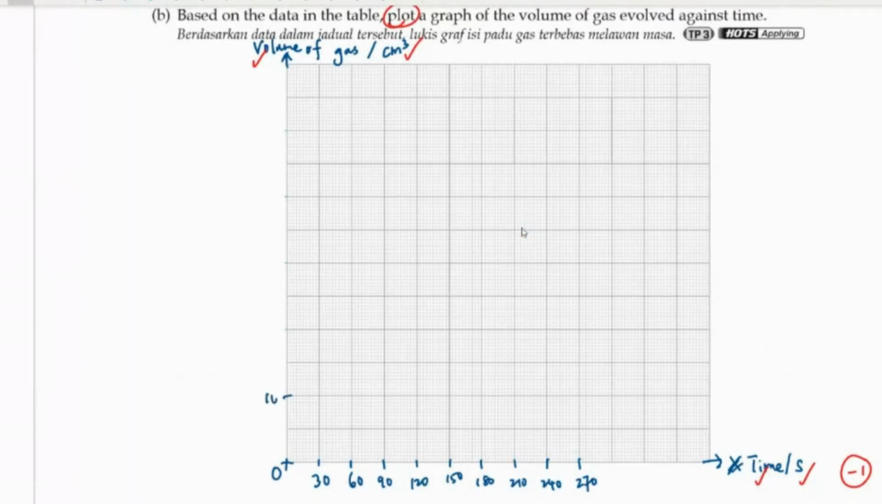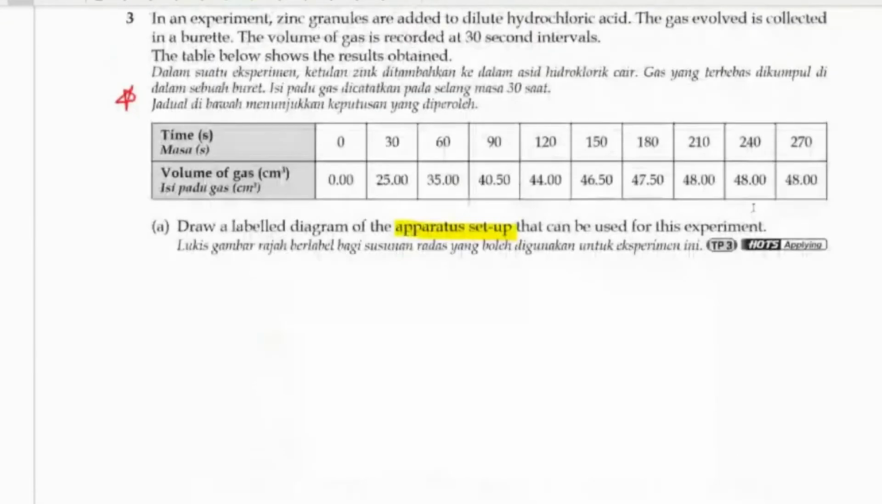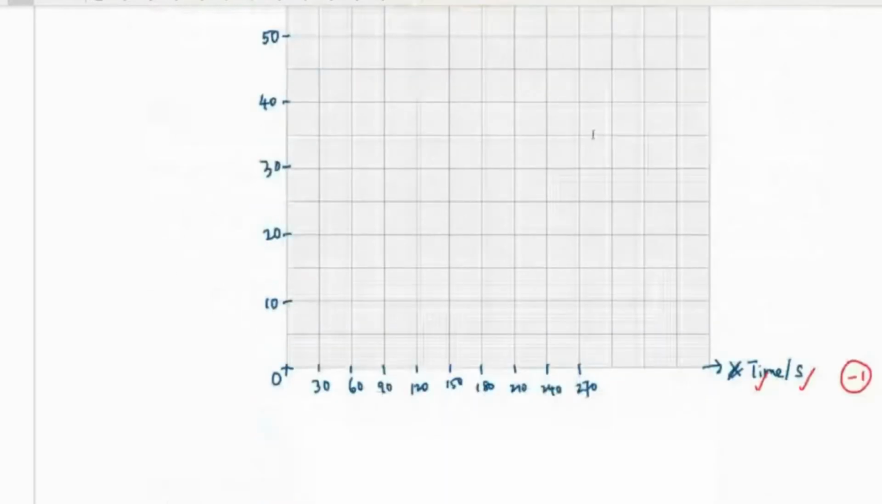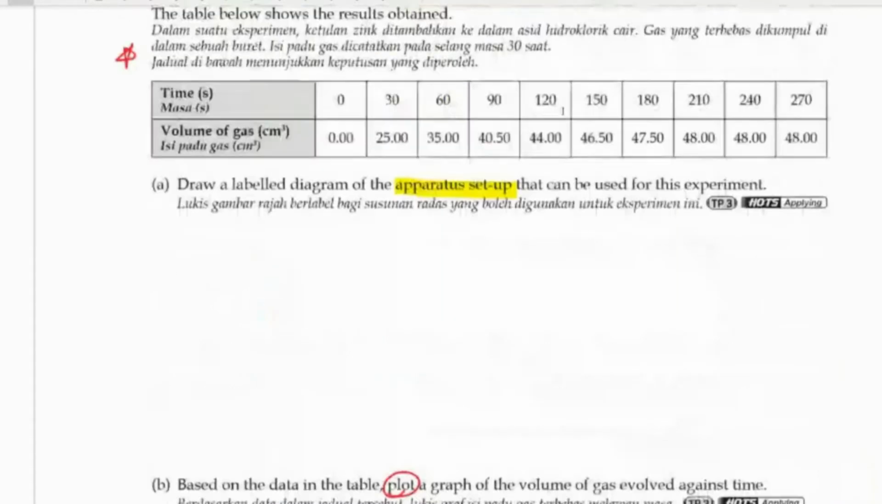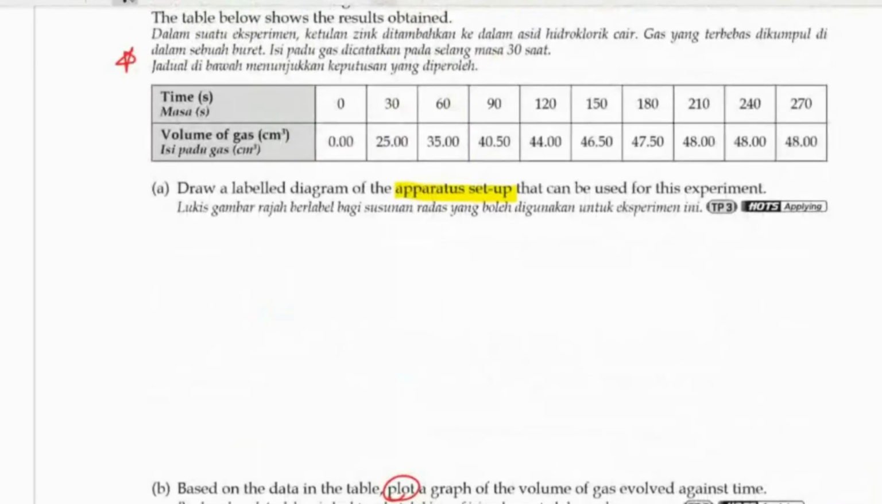But we put 10. Then 2 centimeter equals to 10. Another 2 centimeter, this one will be 20. Okay. And 30, 40, and 50. Okay. Not 60 because here maximum is 48. Right. So we plot one by one. Okay. Now, a lot of students in the SPM, when they mark the paper in the SPM, right? A lot of students didn't plot this.